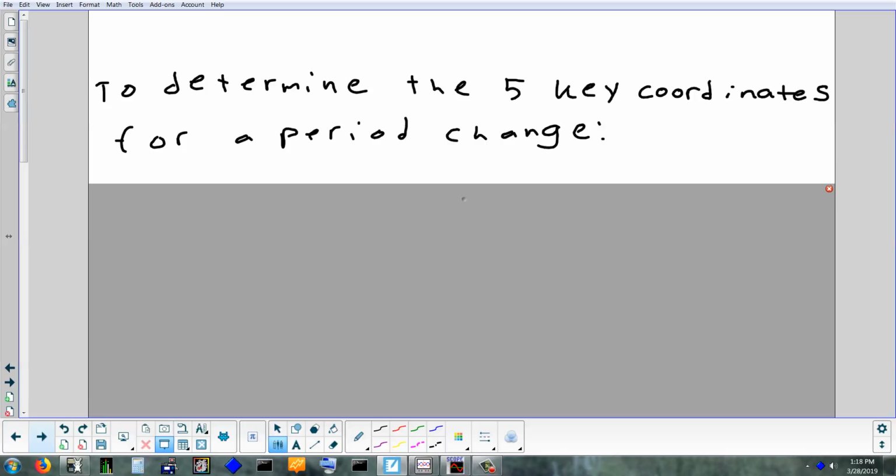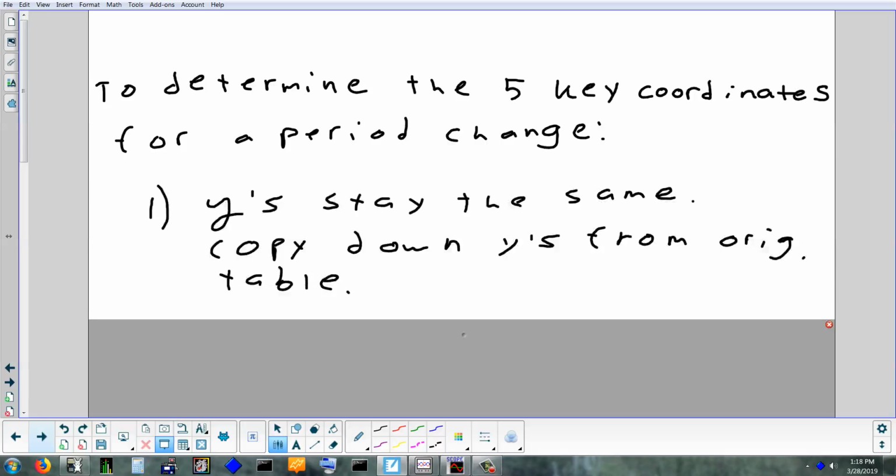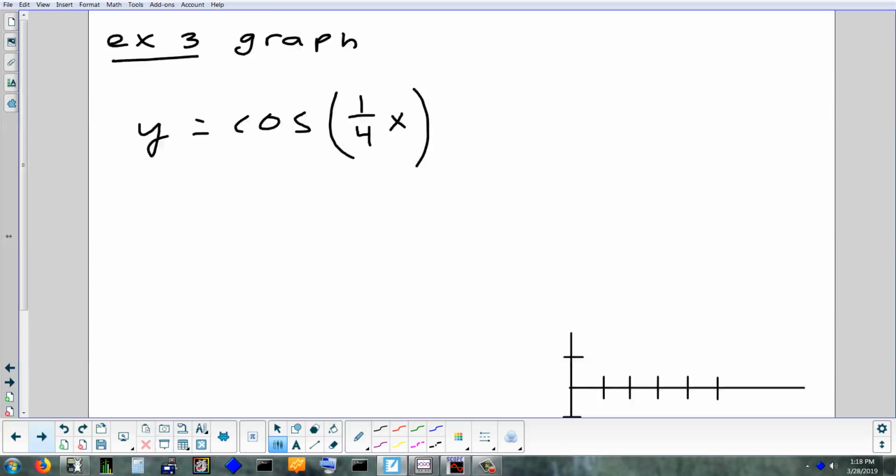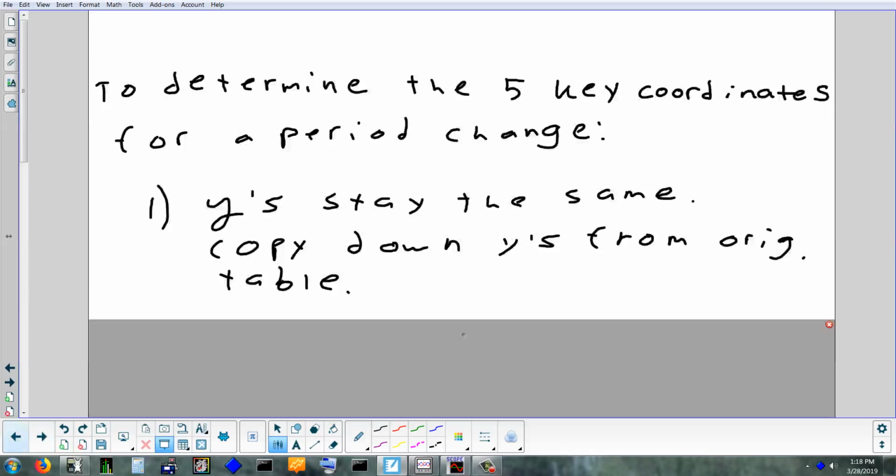I want to start with figuring out which column stays the same. Think about what we're doing. We're stretching left and right. So what values are not affected at all? The y's. Nothing happens to the y's. So now you copy the y's down from the original table. How do you know what original table to use? Well, if the graph says sine, use the table that has sine. If the graph says cosine, use the table that has cosine. Okay, you should have both tables in your notes for Monday.